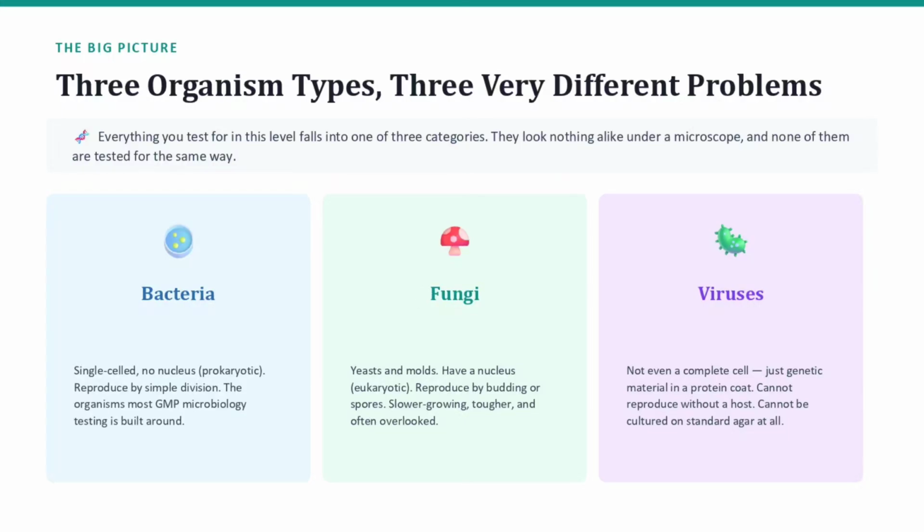A virus is not even a complete cell. It is genetic material sitting inside a protein coat. It cannot reproduce without a host, and critically, it cannot be cultured on standard agar at all. We will spend real time on why that matters. Keep this 3-way split in your head. Every method you learn for the rest of this level exists because of one of these 3 categories.